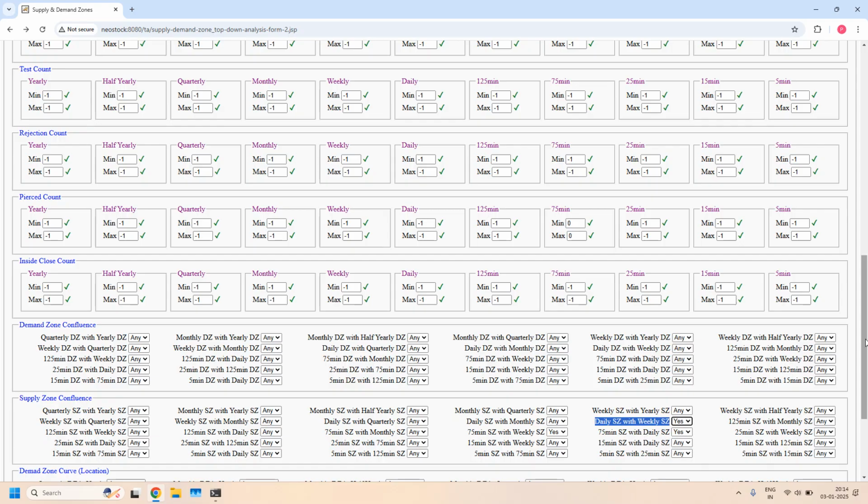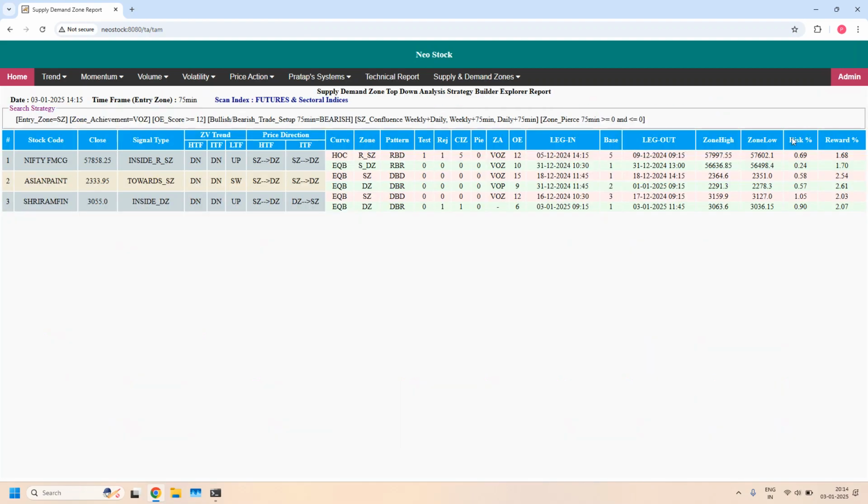With all the 3 filters, LTF, ITF, HTF, supply zone confluence, we got 3 stocks. In all these 3 stocks, the trend is a downtrend, weekly trend. If any of these stocks are having weekly EMA confluence, the supply zones with weekly EMA, they are even more high probability trade setup supported stocks.